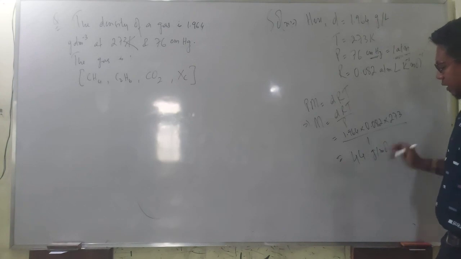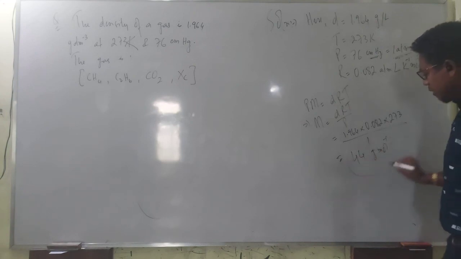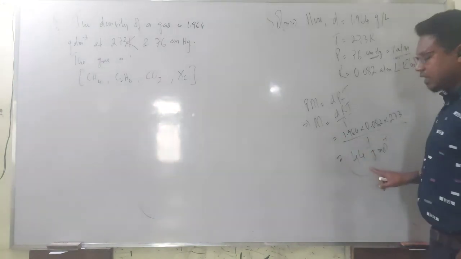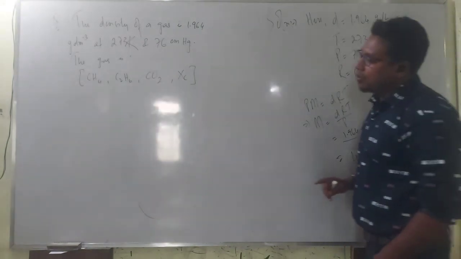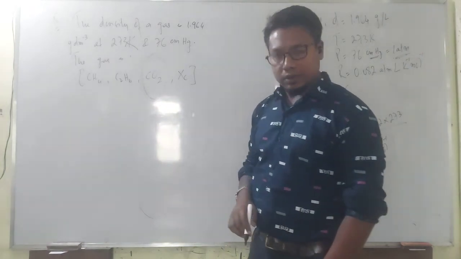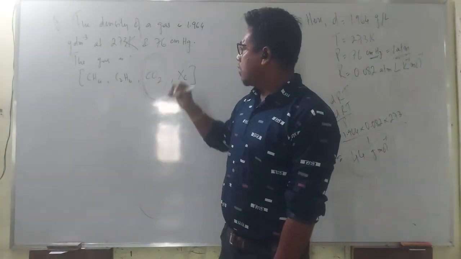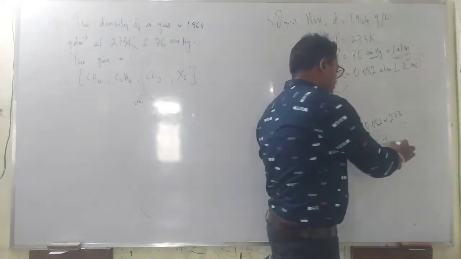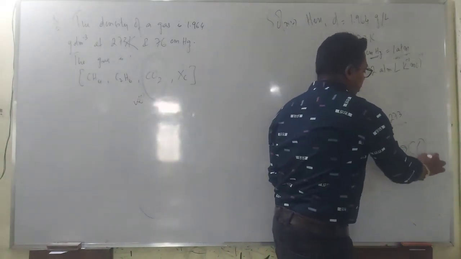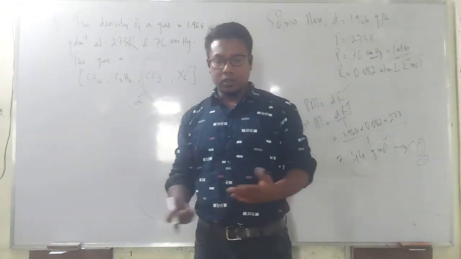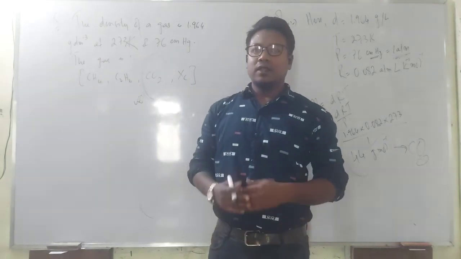So this comes out to be 44 gram per mole. I have already solved this question. Okay. So 44 gram per mole. So molar mass of the gas is 44 gram per mole. Therefore, 44 gram per mole is for carbon dioxide gas. So the gas in the question would be carbon dioxide. Right? Okay. Thank you all.